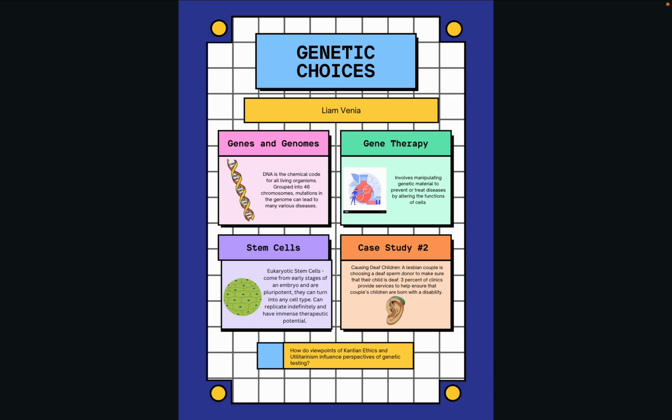And lastly, at the end of the comprehension questions, we'll talk about the viewpoints of Kantian ethics and utilitarianism, and how they influence the perspectives on genetic testing.